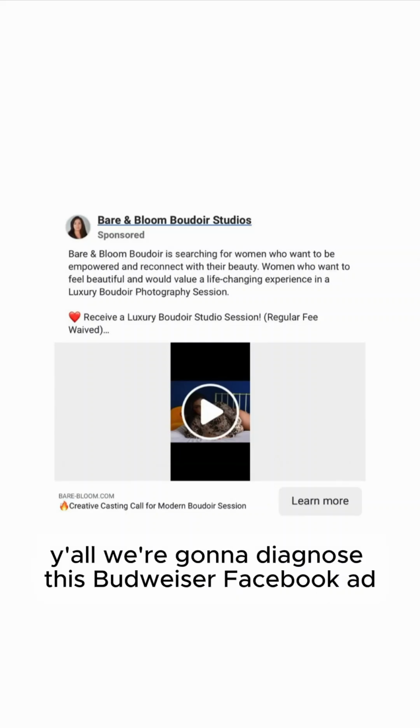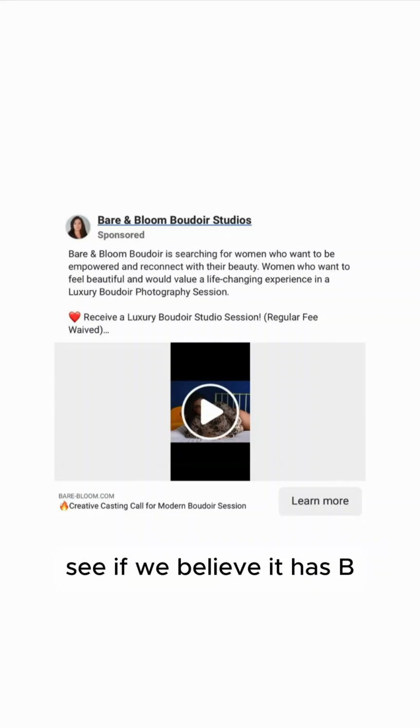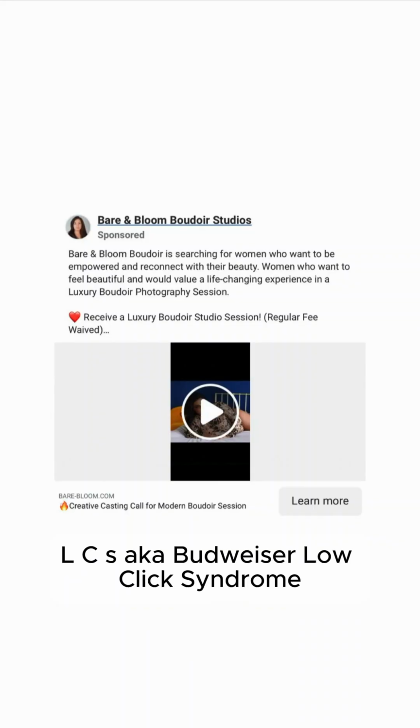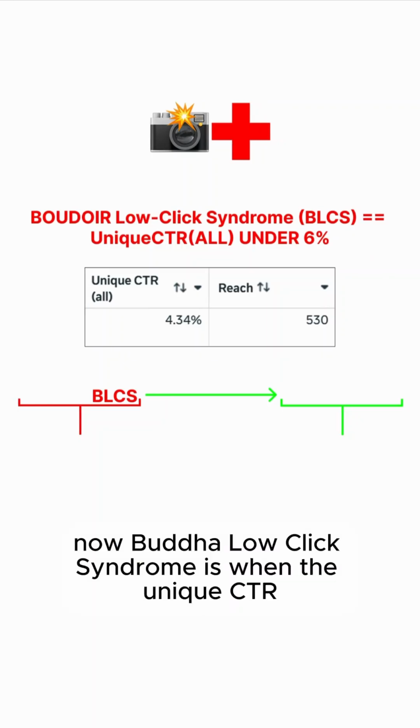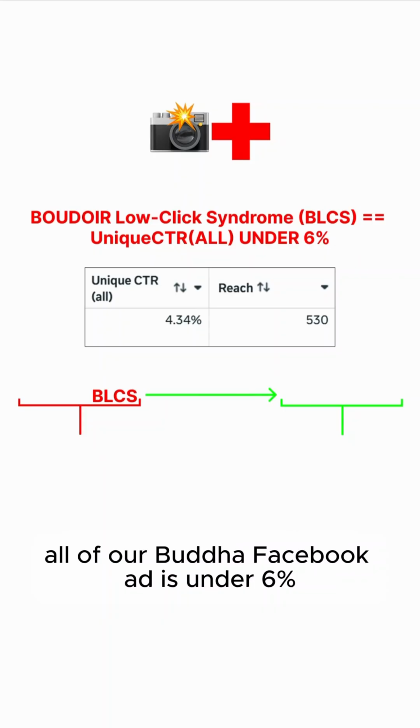All right, y'all, we're going to diagnose this Boudoir Facebook ad, see if we believe it has BLCS, aka Boudoir low click syndrome. Now, Boudoir low click syndrome is when the unique CTR all of our Boudoir Facebook ad is under 6%.